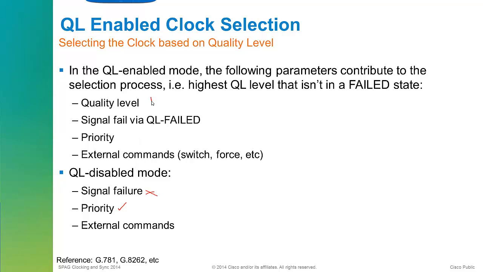If the quality level of your secondary clock is higher than your primary clock, you will switch to use the secondary clock. So the actual quality is the feature that is used to decide the clock input more than the priority. So it will take a lower priority clock with a higher quality level when you have QL enabled mode. Obviously that's a fairly good thing to do.